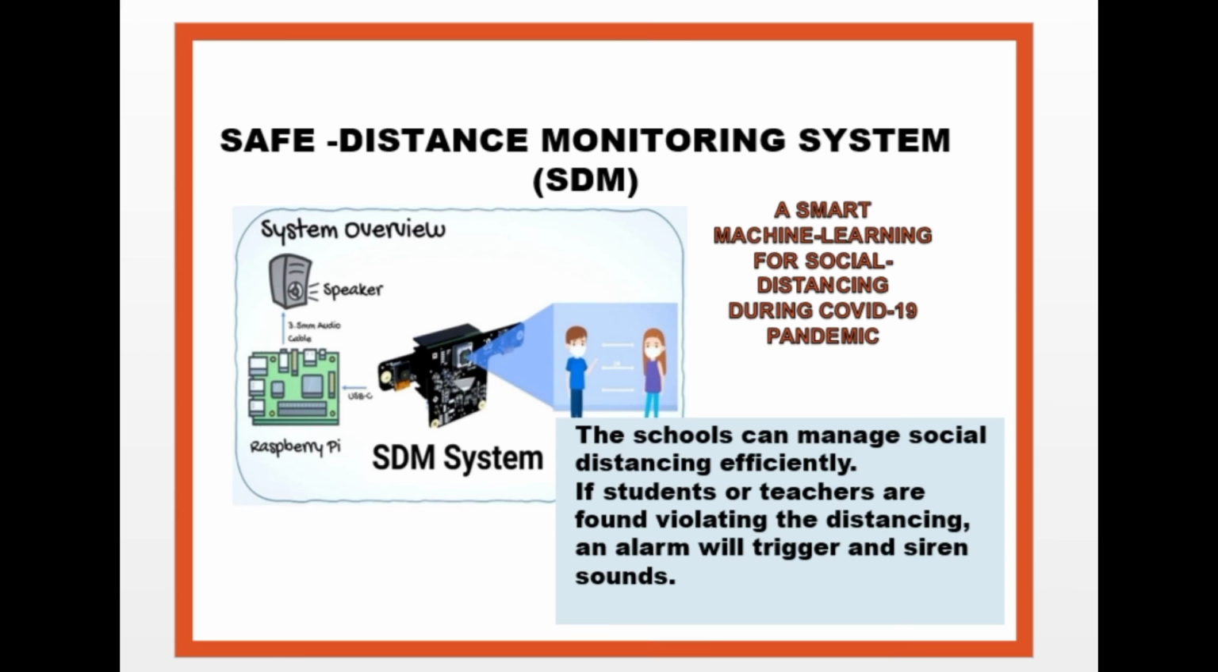In conclusion, the SDM system is a system used to monitor people so that they will maintain the safe distance with the accuracy of 90%.